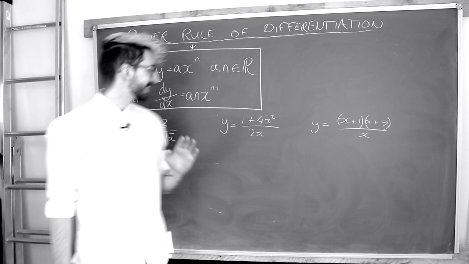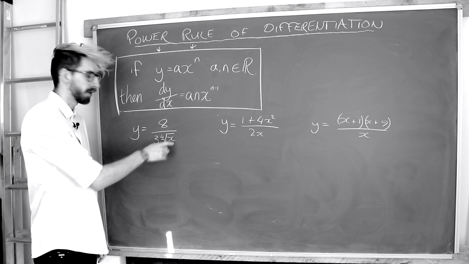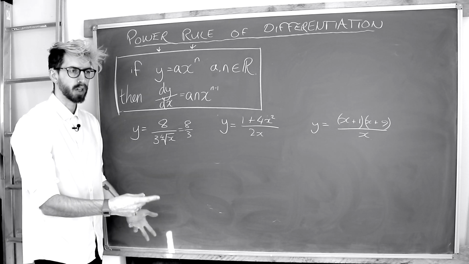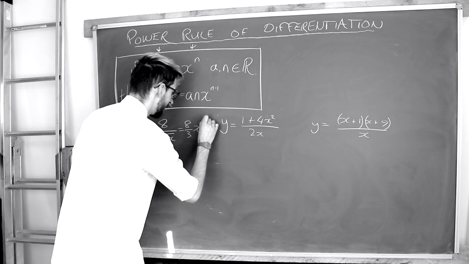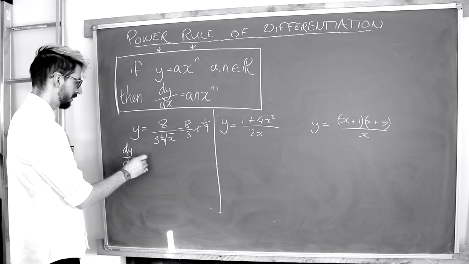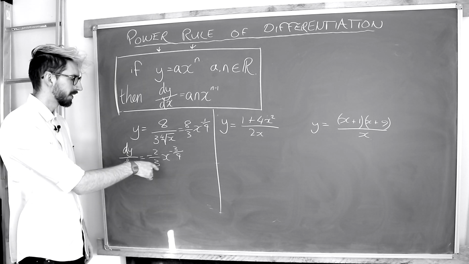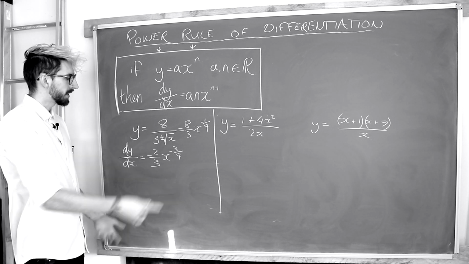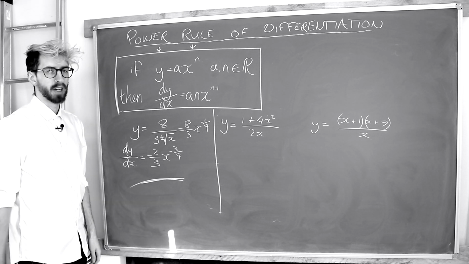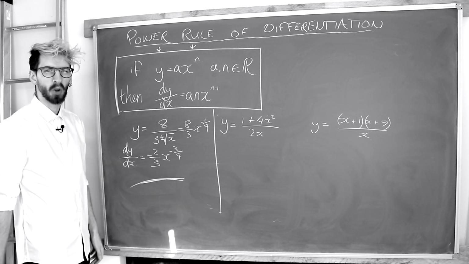Okay, these are our 3 examples, 1, 2, 3. First one first: 8 over 3 times the 4th root of x. We're going to rewrite this. 4th root of x is x to the power of a quarter, but it's on the bottom, so it's minus a quarter. So 8 over 3 times x to the power of minus a quarter. Simple as that. Power to the front, minus 1 off the power. Minus 2/3 x to the power of minus 3 over 4. We could put it back into surd form, but I'd be happier leaving it like that. We don't like surds, and we don't like having x's underneath stuff as well.